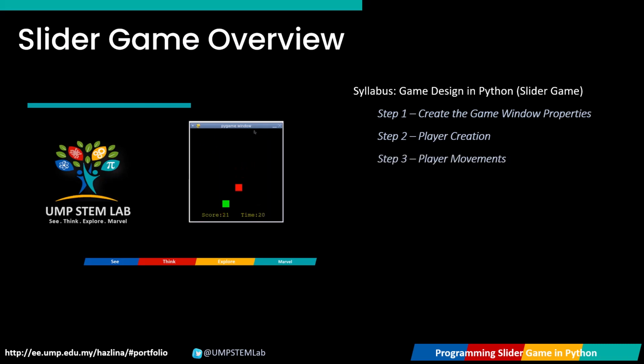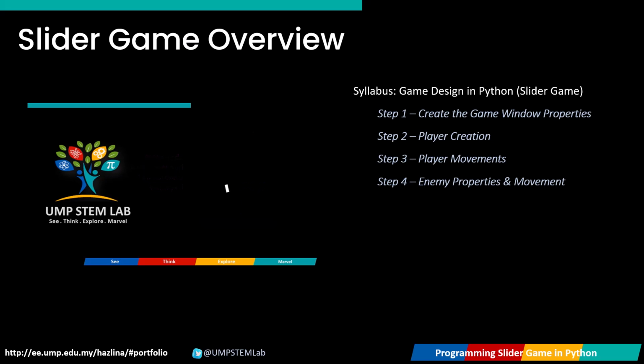In step 3, we'll empower our player character with movement abilities. We'll implement controls that allow players to guide their characters through the game's challenges. Step 4 introduces enemies to our game. We'll define enemy properties and explore how they move within the game world, creating challenges for our players.